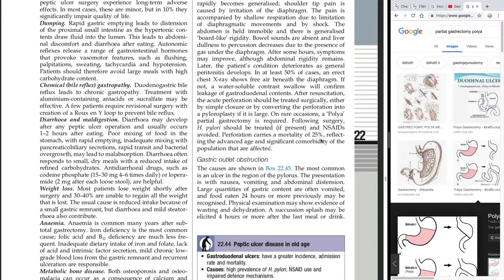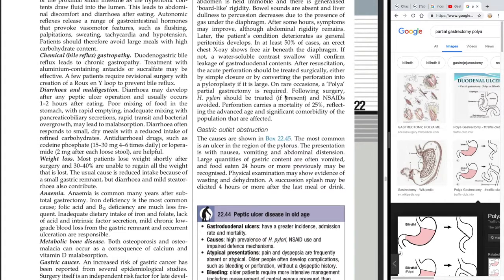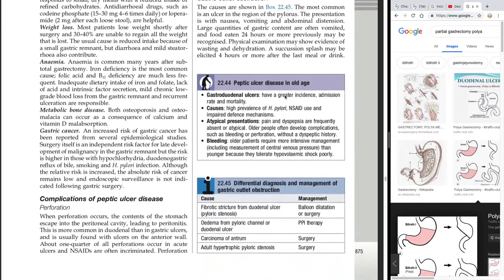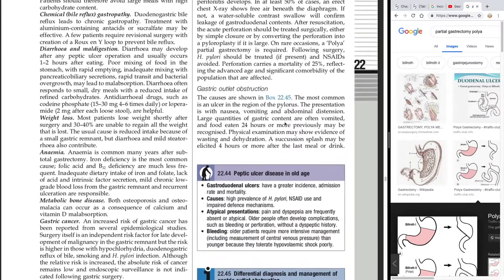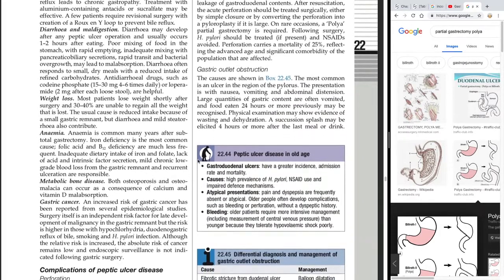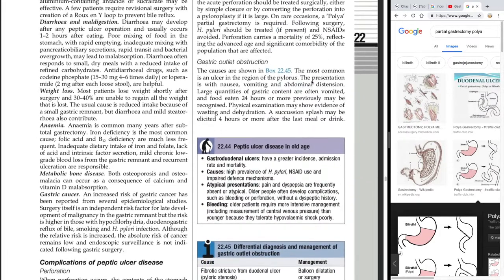So the reason mortality is this high is because it usually happens in old people who have lots of comorbidities, which means other diseases, advanced age, old people. So that's perforation, and now we'll be moving on to gastric outlet obstruction.